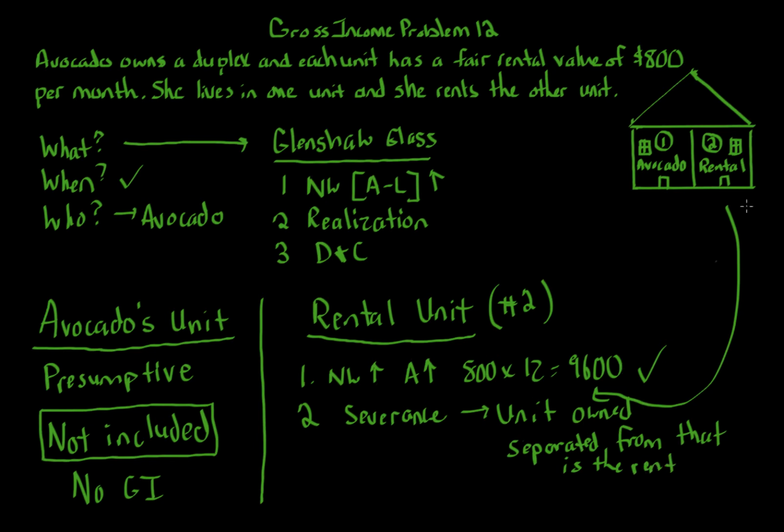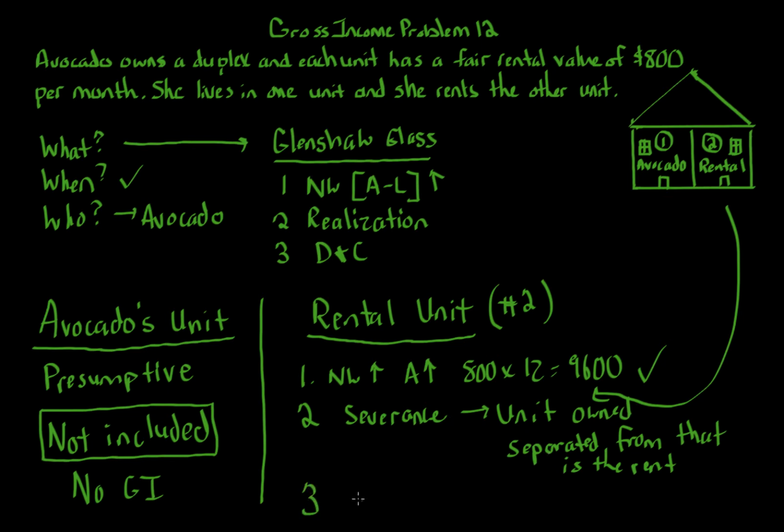So Avocado still owns the property the same as Avocado owned before and after. Avocado is still the owner. However, you can separate out the money from that unit, the money that came from the rent. So that's the idea: you separate the unit that Avocado still owns from the actual $800 of rent, which is $9,600 for the year.